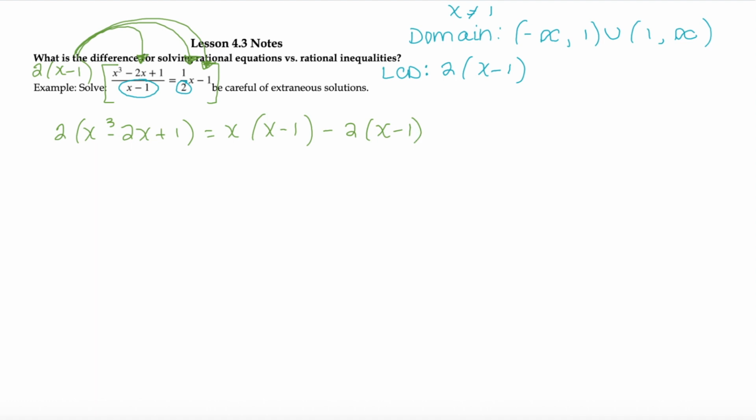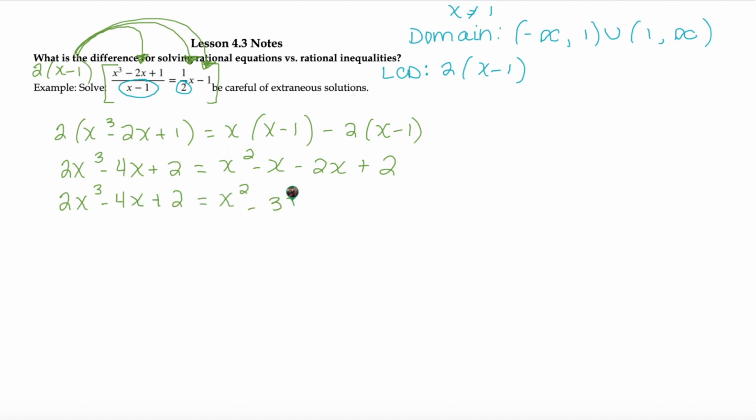By multiplying everything by the least common denominator, notice we were easily able to eliminate all of our denominators in order to move forward. Let's go ahead and simplify here by distribution. So we will have 2x cubed minus 4x plus 2 equal to x squared minus x minus 2x plus 2. We can go ahead and combine like terms on the right-hand side. 2x cubed minus 4x plus 2 is x squared minus 3x plus 2.